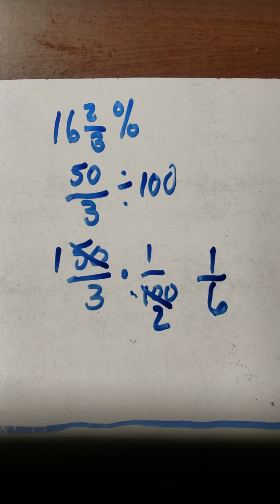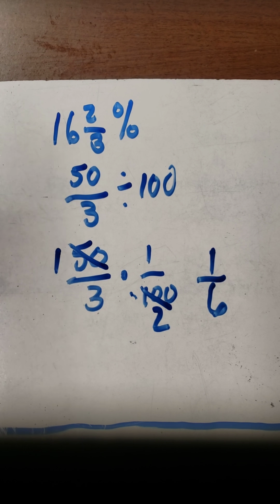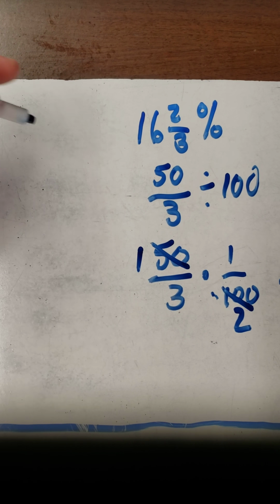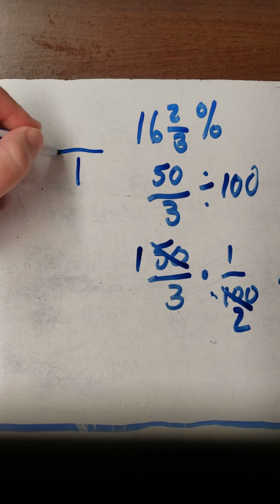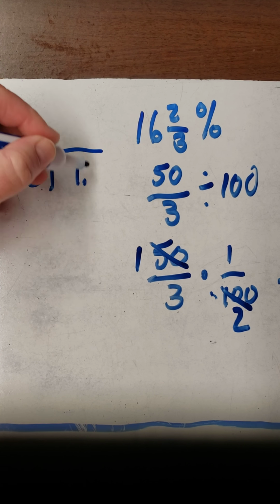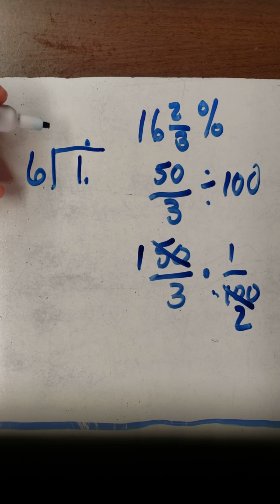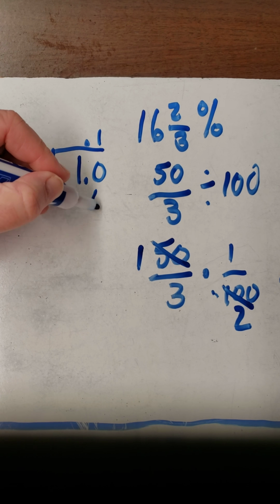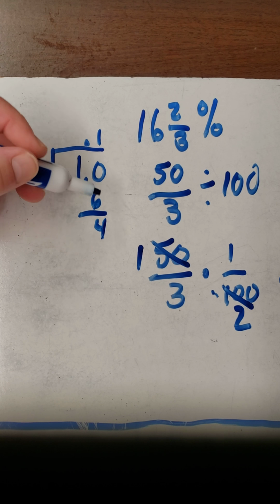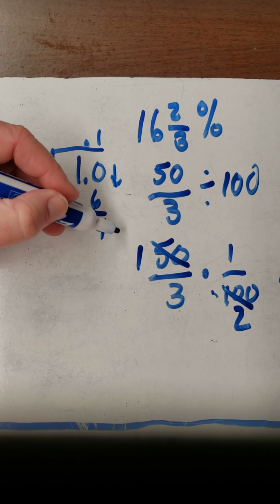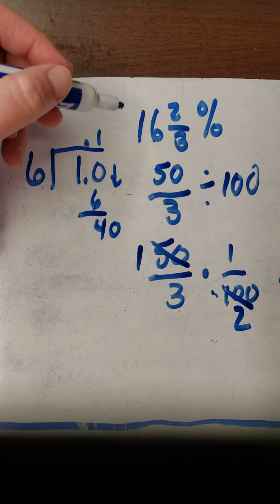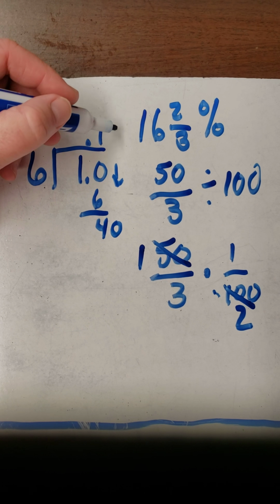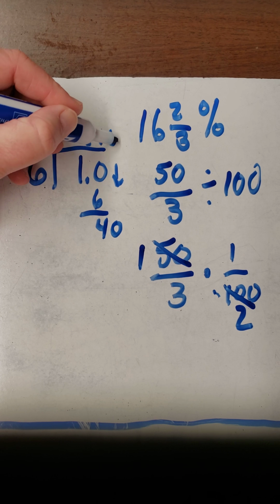So we do that by simply going, let me move the board a little bit, 1 divided by 6. And 1, bring down a 0, and that is going to be 6.